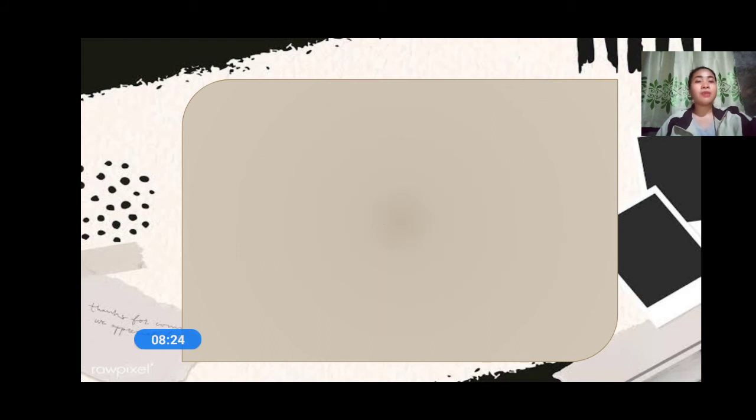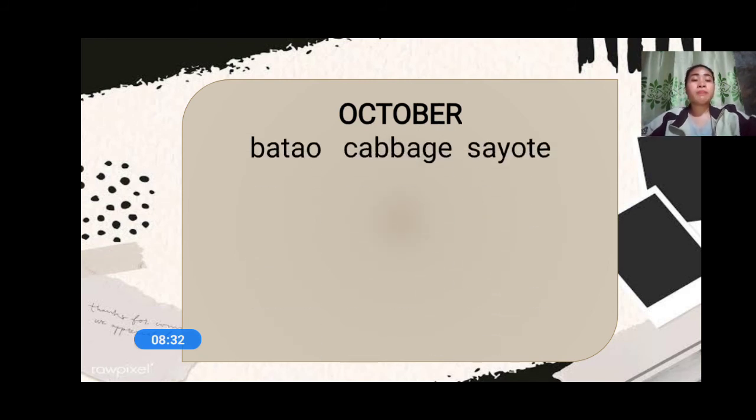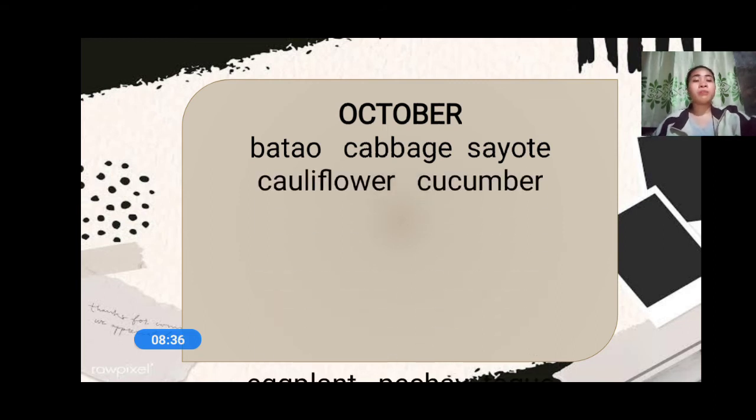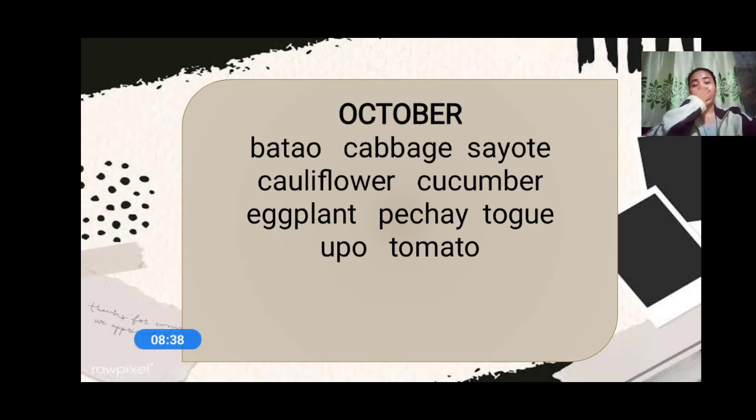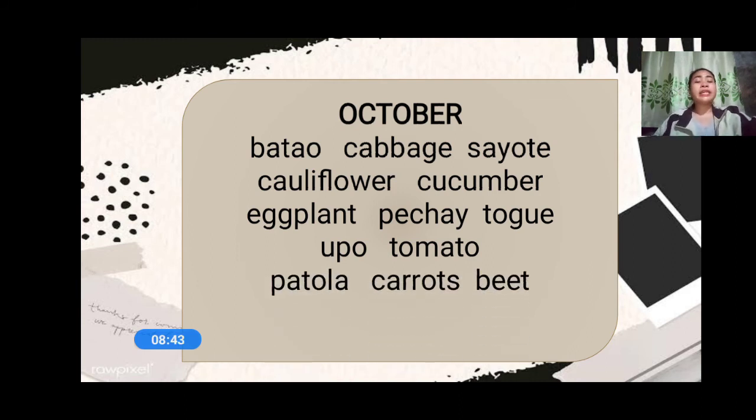Okay, and then we have the month of October. So these are the vegetables that can be planted during the month of October. We have the bataw, cabbage, sayote, cauliflower, cucumber, eggplant, pechay, toge, upo, tomato, patola, carrots, and beet. Okay, so those are the vegetables that can be planted during the month of October.